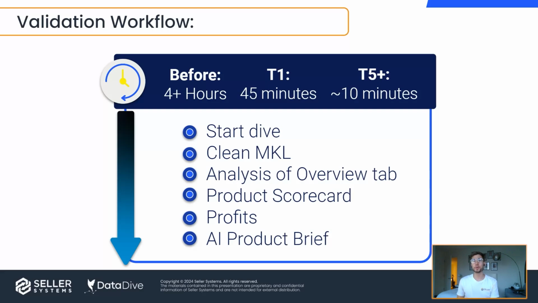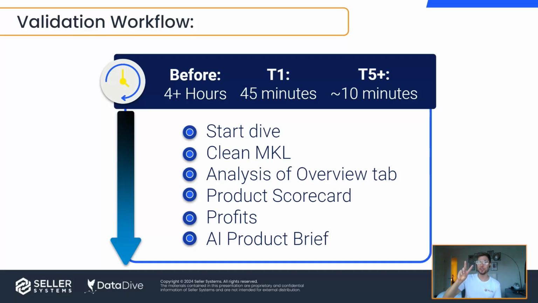And so what we're about to walk you through is the process for how you start your dive and how you select the competitors for that niche, how to clean your master keyword list so that you can start doing an analysis. We're going to show you how to do an analysis over the master keyword list, see what the available market is, see how competitive this product is.